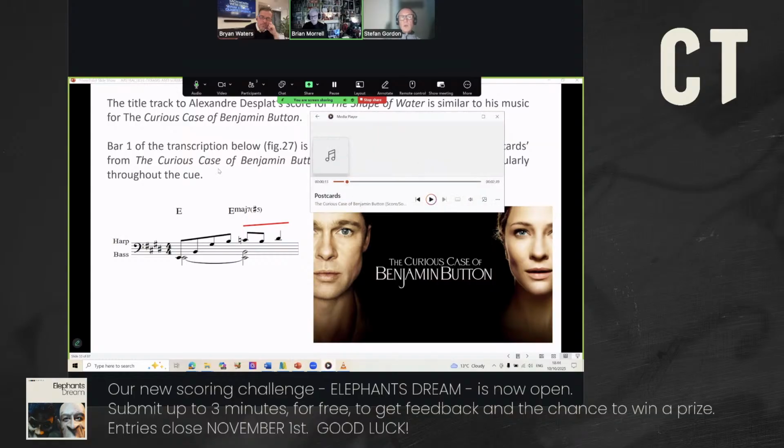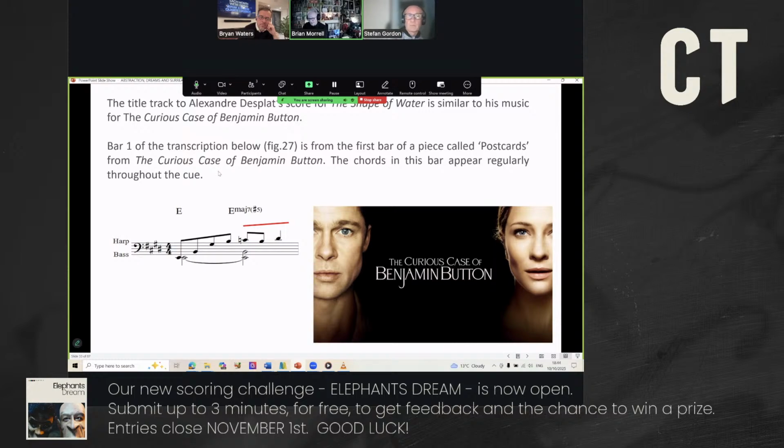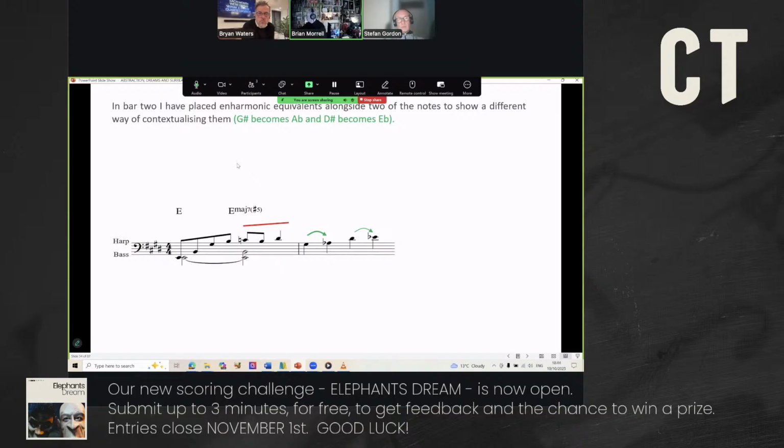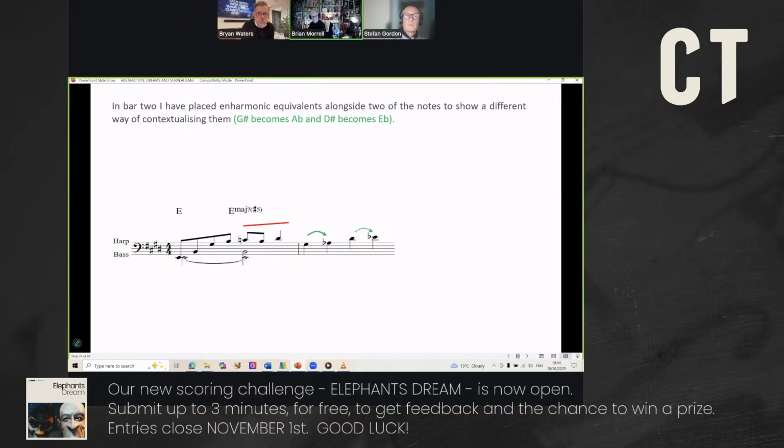Now I played that because it's very similar to the one I'm going to play from The Shape of Water. Now if we actually have a look at that, I'm just going to go on to the piano for a second. Hopefully this won't be too loud. Okay, so I'm going to play that one to you. This is a bass clef, don't forget.